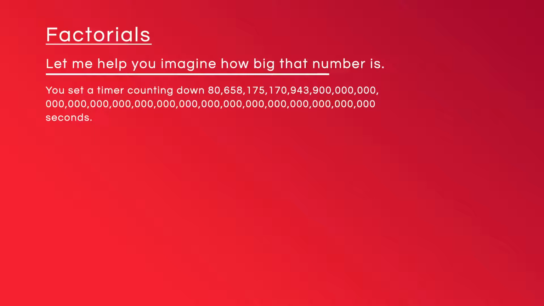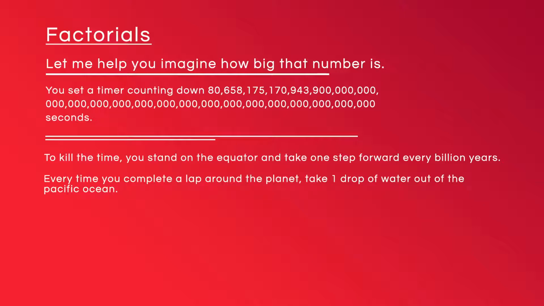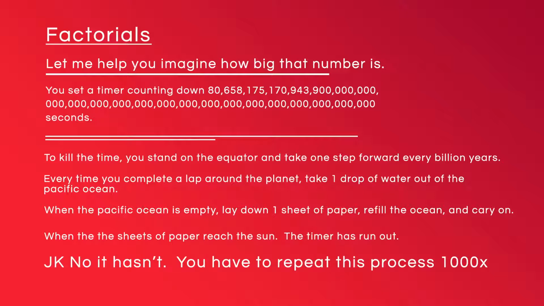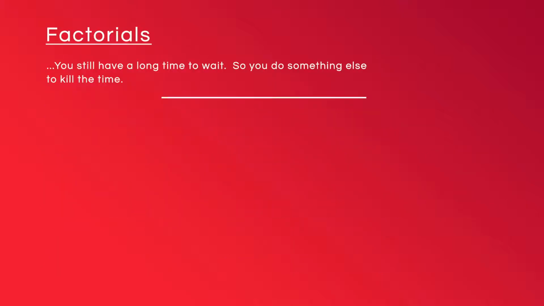So you set a timer counting down that number of seconds. To kill the time, you stand on the equator and take one step forward every billion years. Every time you complete a lap around the planet, take one drop of water out of the Pacific Ocean. When the Pacific Ocean is empty, lay down one sheet of paper, refill the ocean, and keep carrying on. When the sheets of paper reach the sun, the timer has run out. I'm just kidding, no it hasn't. You have to repeat this process 1,000 times. And that would kill 1/3 of the time. So we're not done yet. You still have a long time to wait.